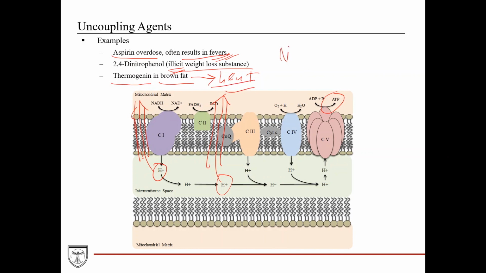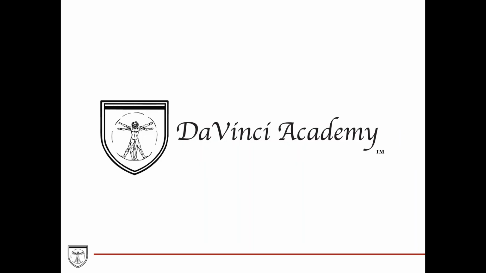And that's what's called non-shivering thermogenesis. Non-shivering because the muscles aren't causing you to shake and generate heat that way. This is an alternative way of generating heat that doesn't involve shivering. All right, so that closes out our discussion of the electron transport chain.